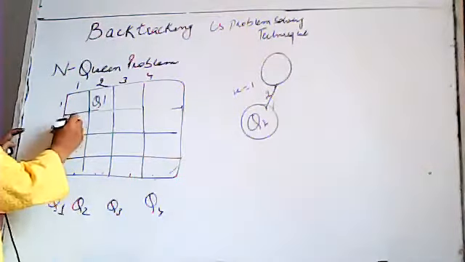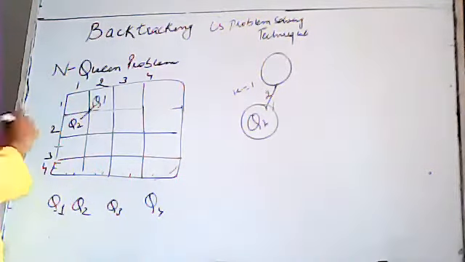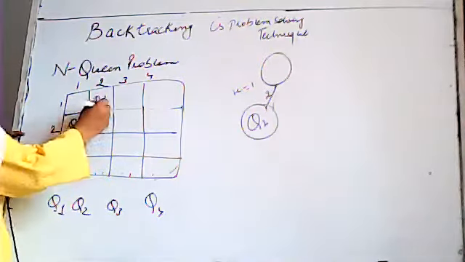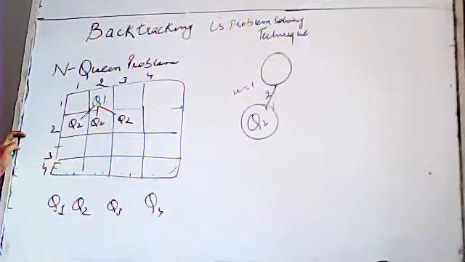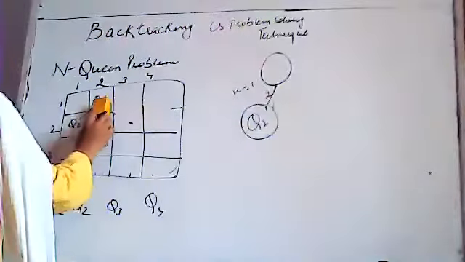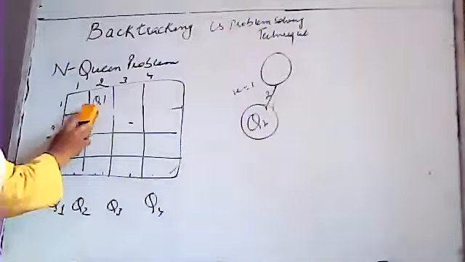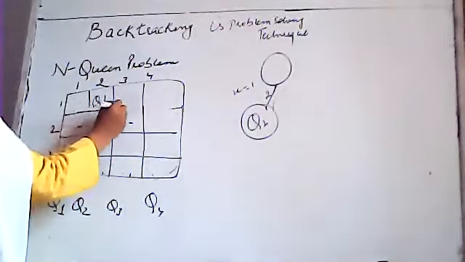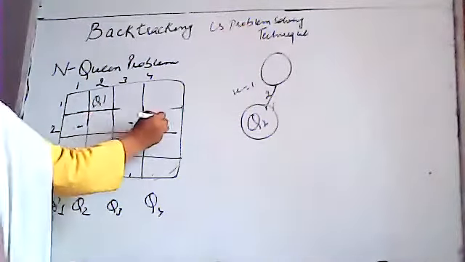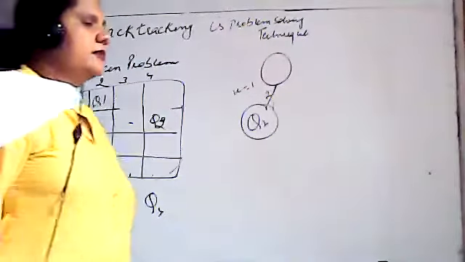See, Q2 I cannot place here. They are on the same diagonal. Q2 I cannot place here. They are in the same column. Q2 I cannot place here because they are in the same diagonal. So where I'll be putting that Q2? The safest place for Q2 is column number 4. Fine. So let's do it.